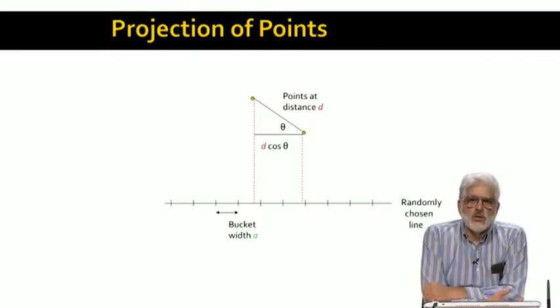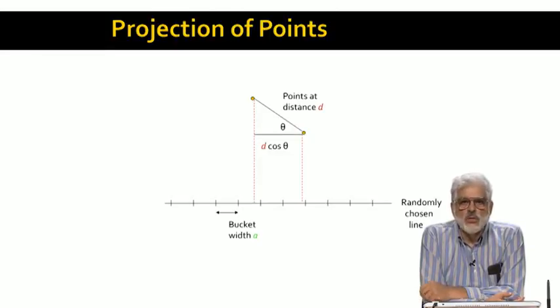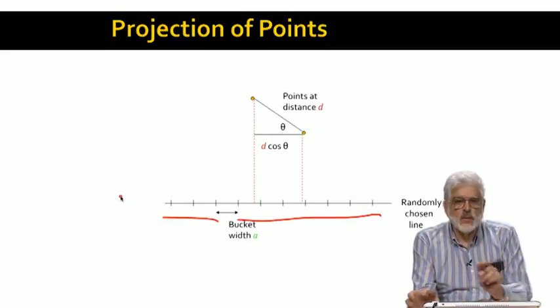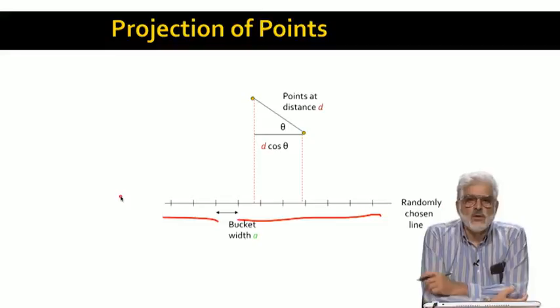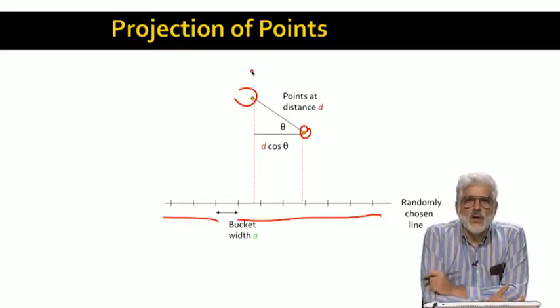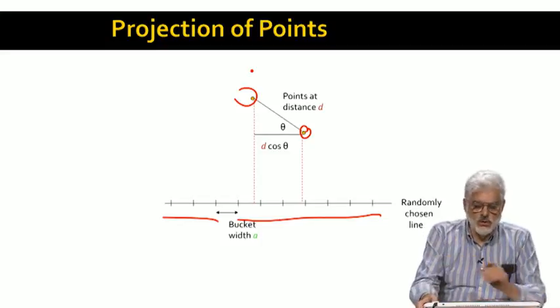So here's a picture of what is going on. We're going to look at only the two-dimensional space for simplicity, but similar ideas will work in any number of dimensions. We see a randomly chosen line divided into buckets of width a. That's this, of course. And here are 2 points at distance d, here and here. When we project them onto the chosen line, the distance between them is d cosine theta, where theta is the angle the chosen line makes with the line between the 2 points.